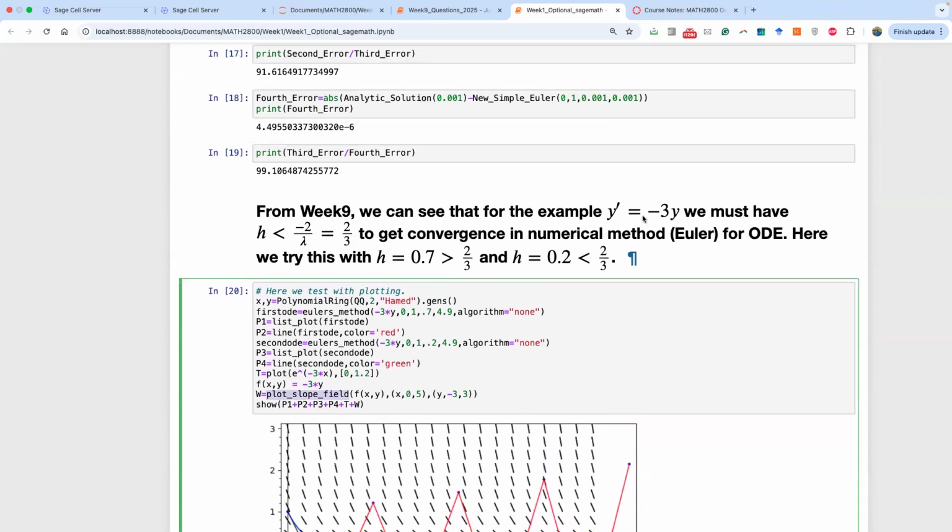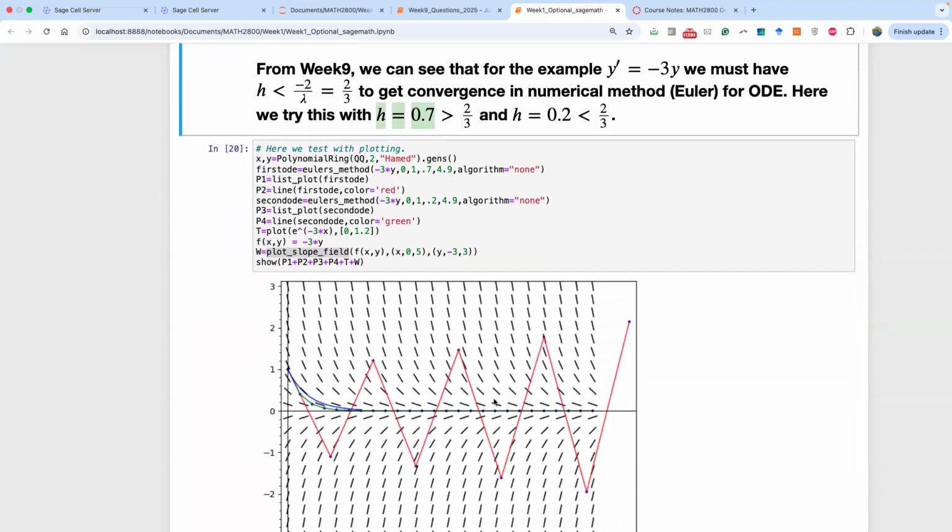So for y prime equal minus 3y, for the Euler method to converge, the step size h should be really less than 2 over 3. Okay, 2 over 3. So if we choose a step size like 0.7, it will be this red one, diverging. So it's not converging, it's not working. But if we use a step size like 0.2, less than 2 over 3, it will be converging here.